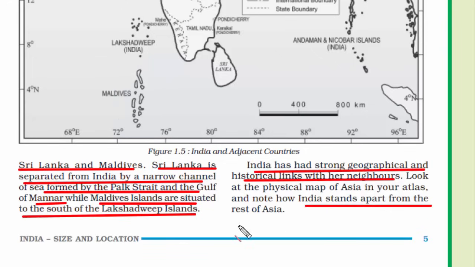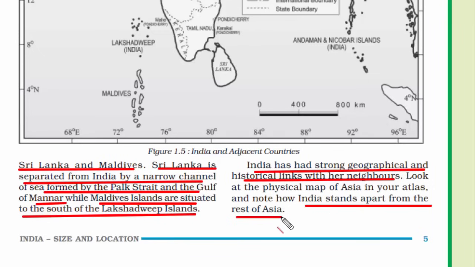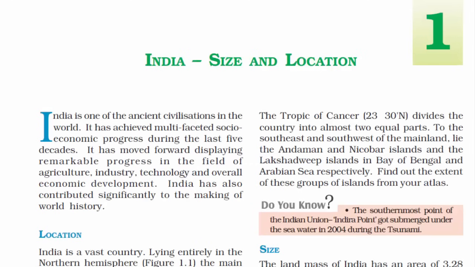India stands apart from the rest of Asia because India has all the major ethnic groups found in the Indian subcontinent. Some of the ethnic groups in India consist of African ethnicity, the Chinese diaspora, Dravidian people, Iranians, Indo-Greek, Indo-Aryan, Jews, Europeans and French ethnicity. All these ethnic groups exist in our country, and that makes India totally different from other Asian countries. With this, we have come to the end of this chapter. It was a short chapter. I hope it was easy to understand.